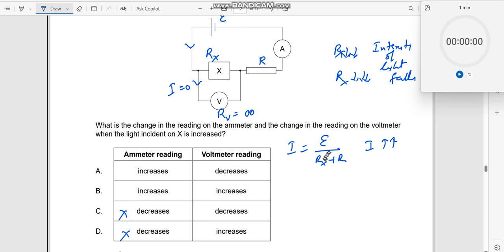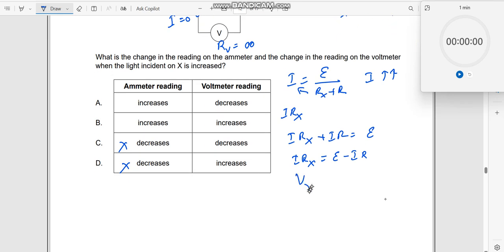Then the next one. Now what is the voltmeter reading? The voltmeter here measures I times Rx, right? So let us look at this expression here and simplify it. I will write I times Rx plus I times R is equal to E. I have cross multiplied here like this. So I can write I Rx is equal to E minus IR, right? I want to find this I times Rx, which is Vx. Vx, the voltmeter reading, is equal to E minus IR.